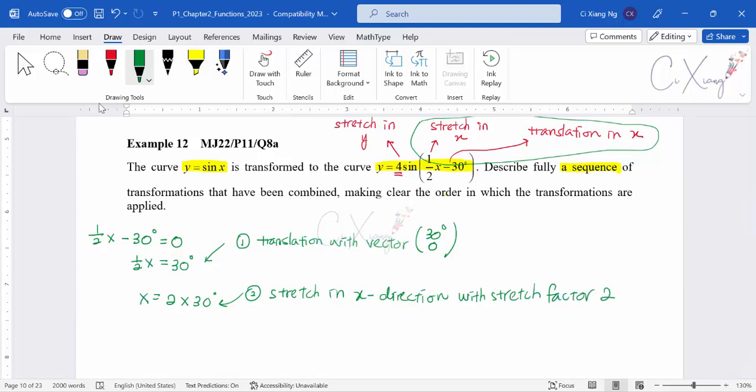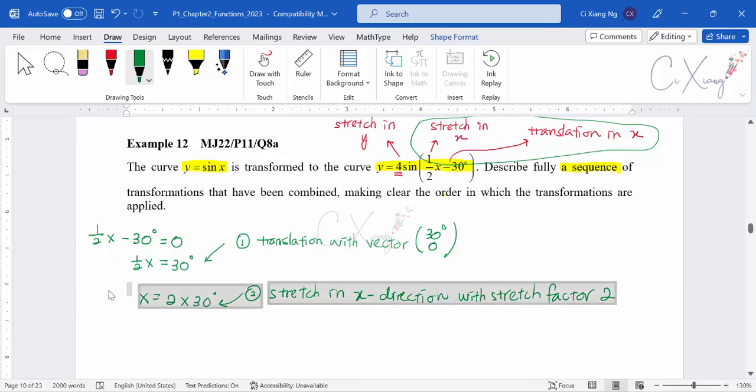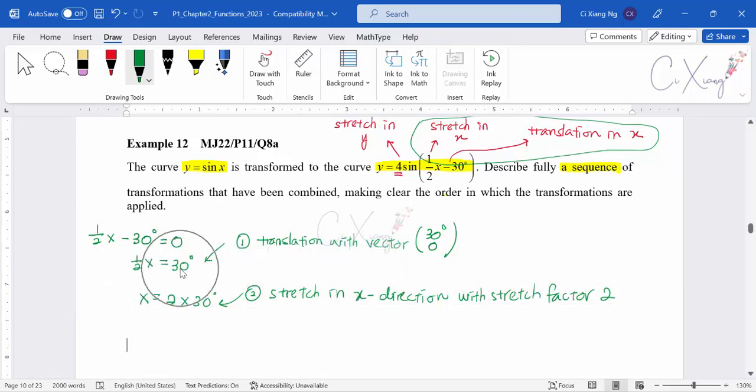So this is what I have for my transformations in the x direction, and from here you can see very clearly that the first transformation in x is a translation, followed by the second transformation in x, which is a stretch in the x direction. It also means that 1 must be followed by 2 if you want to write out the sequence of the transformations later. After that, we focus on this number 4 in front. I multiply the 4 outside the basic function, so we have the third transformation, which is a stretch in y direction with a stretch factor 4.